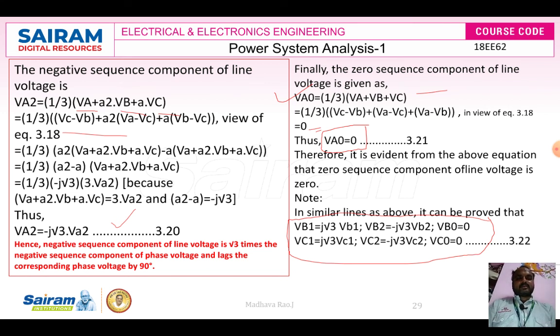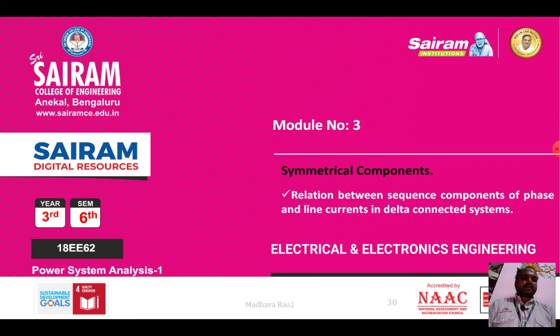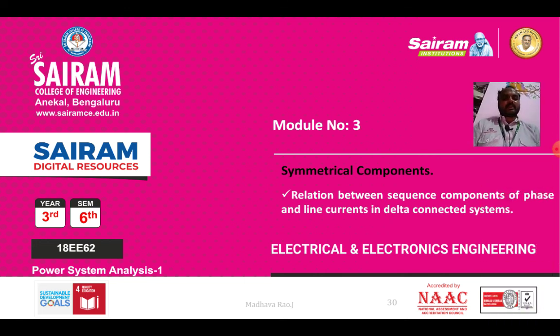In the next video, you will learn about the relation between sequence components of phase and line currents in a delta connected system. In the star connected system we calculated phase and line voltages; in the delta connected system we will calculate phase and line currents.